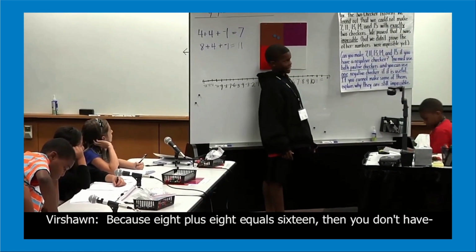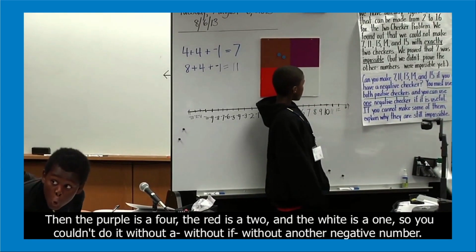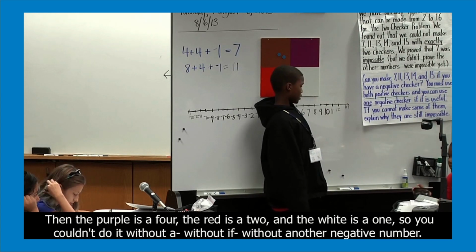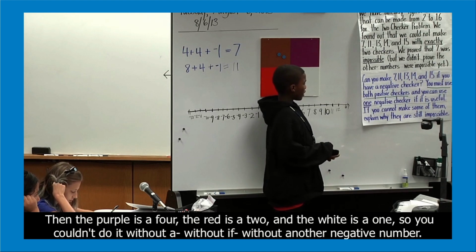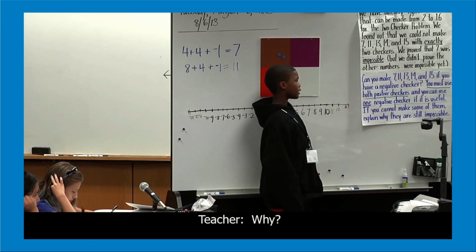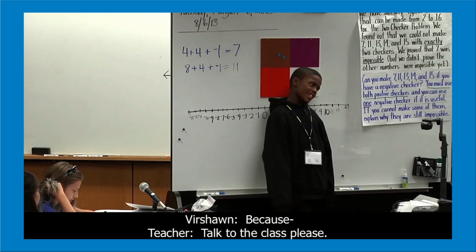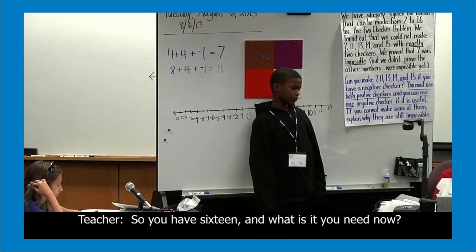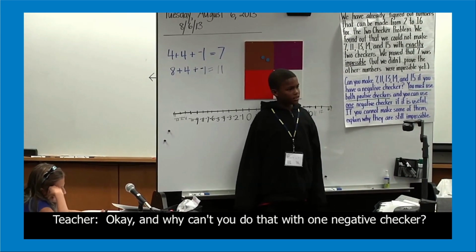Because 8 plus 8 equals 16, then the purple is a 4, the red is a 2, and the white is a 1, so you couldn't do it without another negative number. Why? Talk to the class, please. So you have 16, and what do you need now? You need to subtract 3. Okay, and why can't you do that with one negative checker?